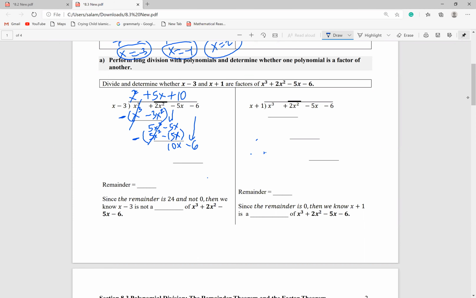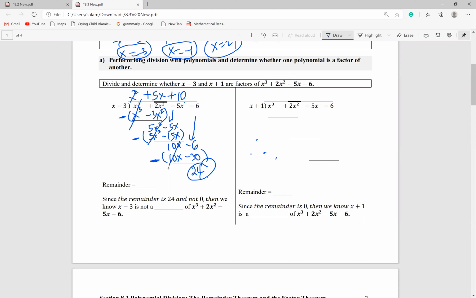So I'm going to have 10 times x, that will be 10x. 10 times negative 3, that will be negative 30. Then I have to subtract now. So now that you subtract, I'm going to have 10x minus 10x, this is out. Then we're going to have negative times negative, this is going to be 30. So we are going to have negative 6 plus 30, or simply 30 minus 6. So that's going to be 204.